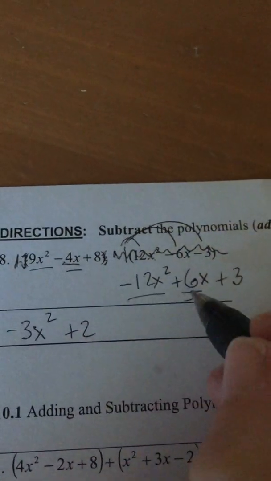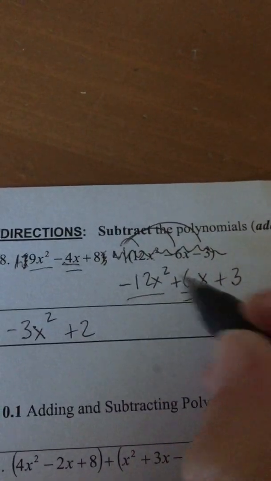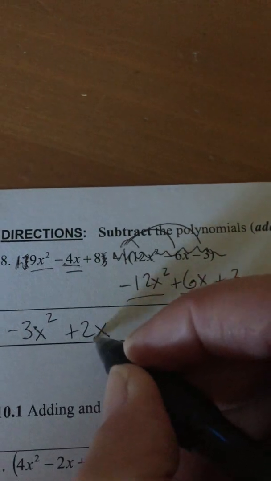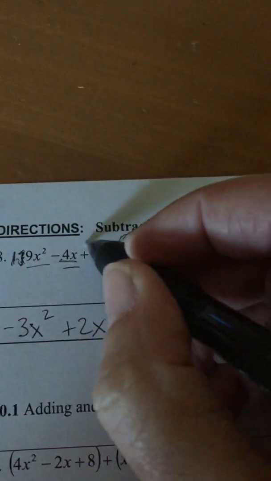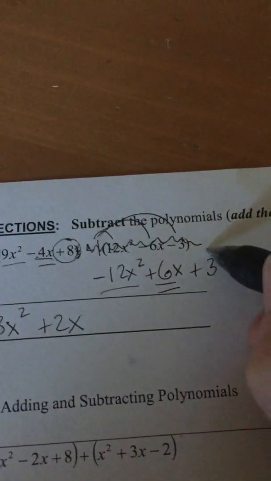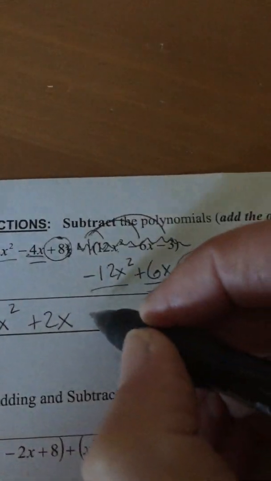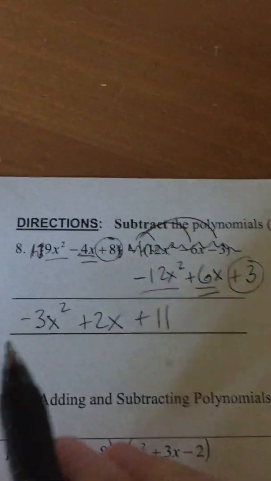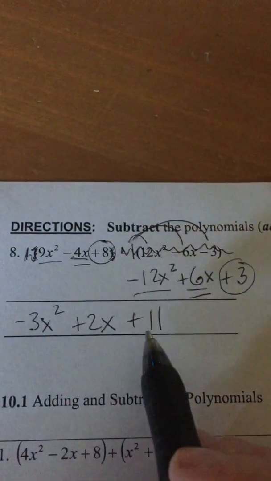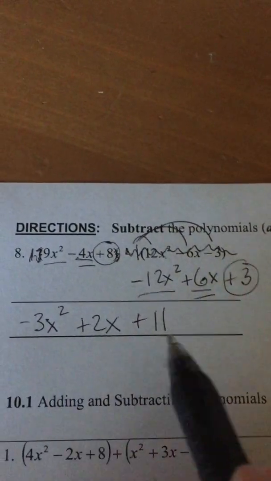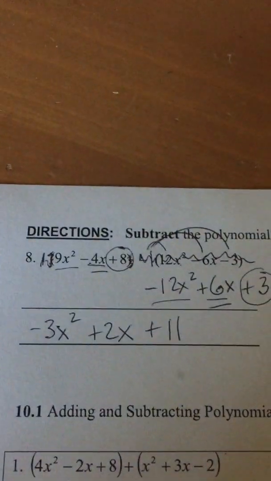4 of my bad guys killed 4 of my good guys. It means I have 2 good guys left over. And what's the somethings? They are still x's. And then I have a positive 8 as a constant and a positive 3 as a constant. They go together. They are like terms. 8 plus 3 is positive 11. Negative 3x squared plus 2x plus 11, are any of those like terms? No, they are not. So that is as simplified as it can get.